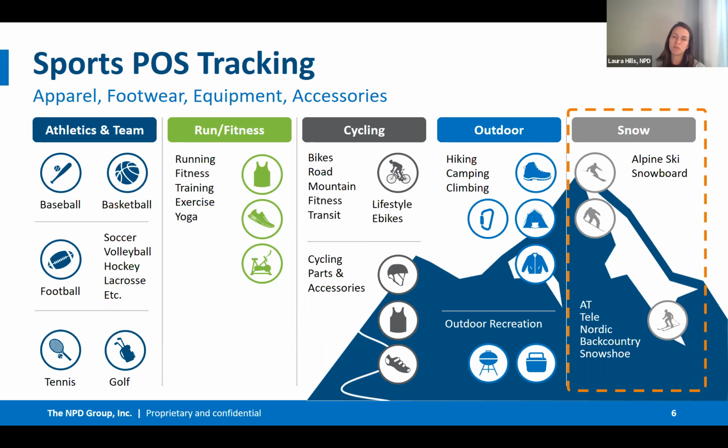Specifically in the sports business at NPD, in addition to covering everything on the far left side, which is the court and the track, so baseball, basketball, football, tennis, to everything all the way to the right, which is what we're going to talk about today, everything related to snowboard equipment, so top of the mountain all the way to the bottom, and give you examples of how to use this data for analysis.